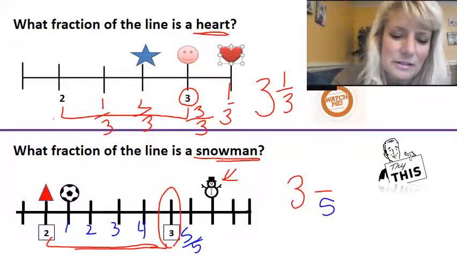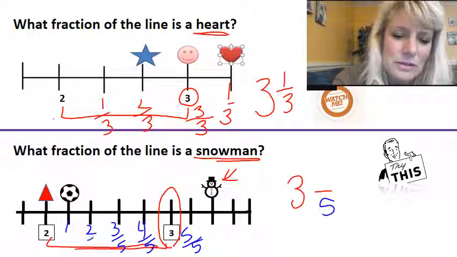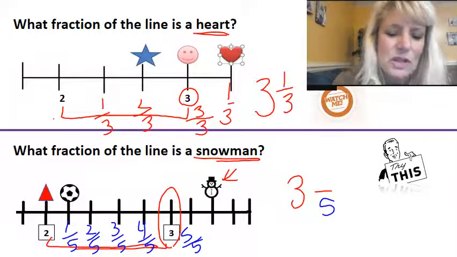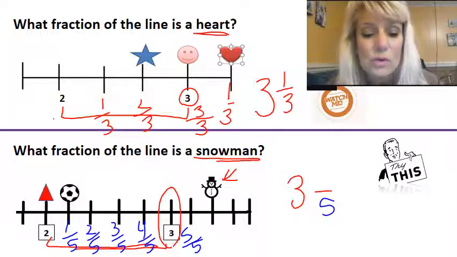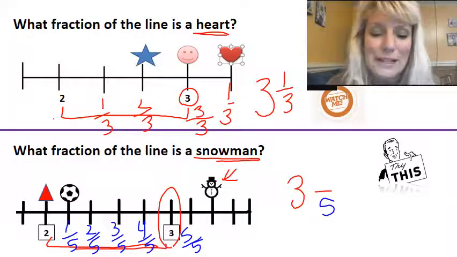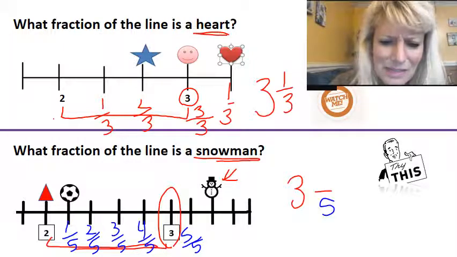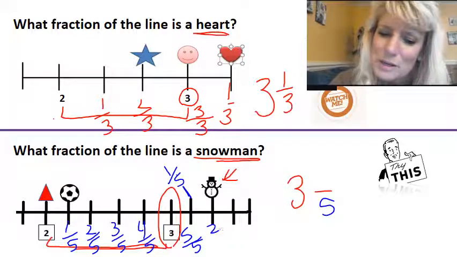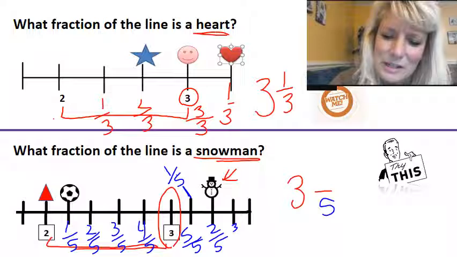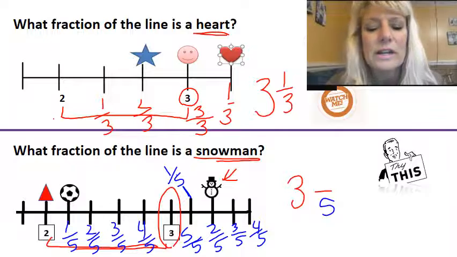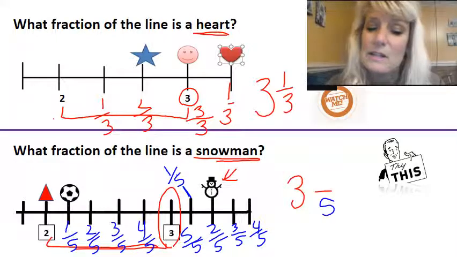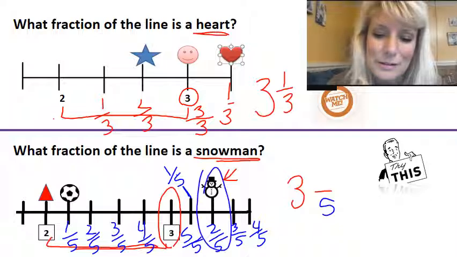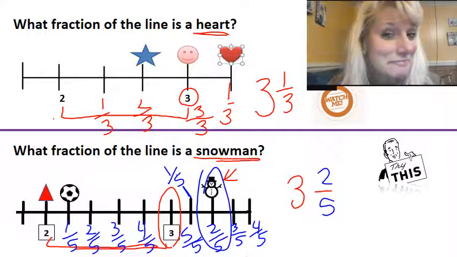All right, I'm going to go backwards, backwards, backwards, backwards, and backwards. So I see 2 1/5, 2 2/5, 2 3/5, 2 4/5. When I get to 2 5/5, that makes one whole, which changed to 3. That means this line right here is going to be 1/5. That means our snowman is going to be 2/5. This line is going to be 3/5, and this line will be 4/5. So when I'm looking at what fraction of the line is my snowman, it's going to be 3 2/5. Did you get that? Hope so.